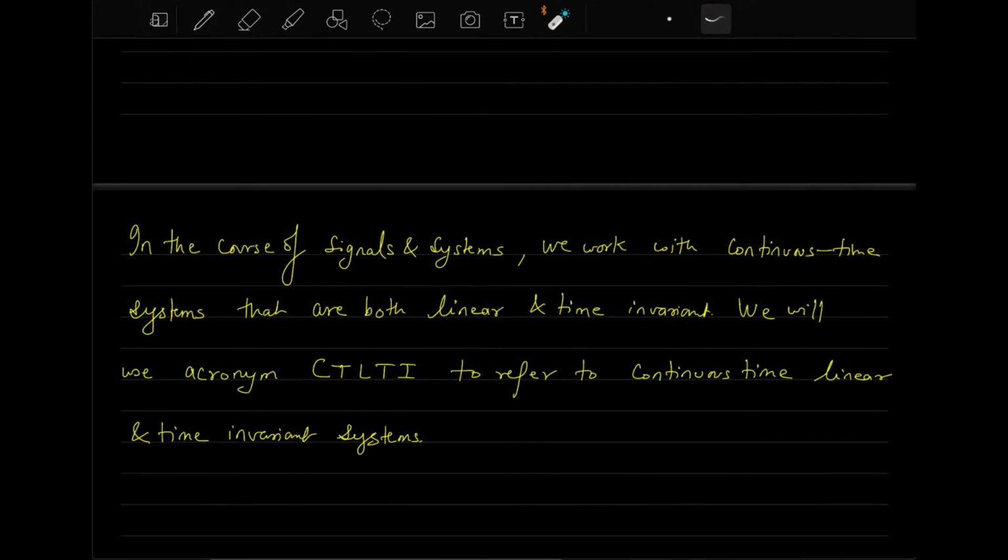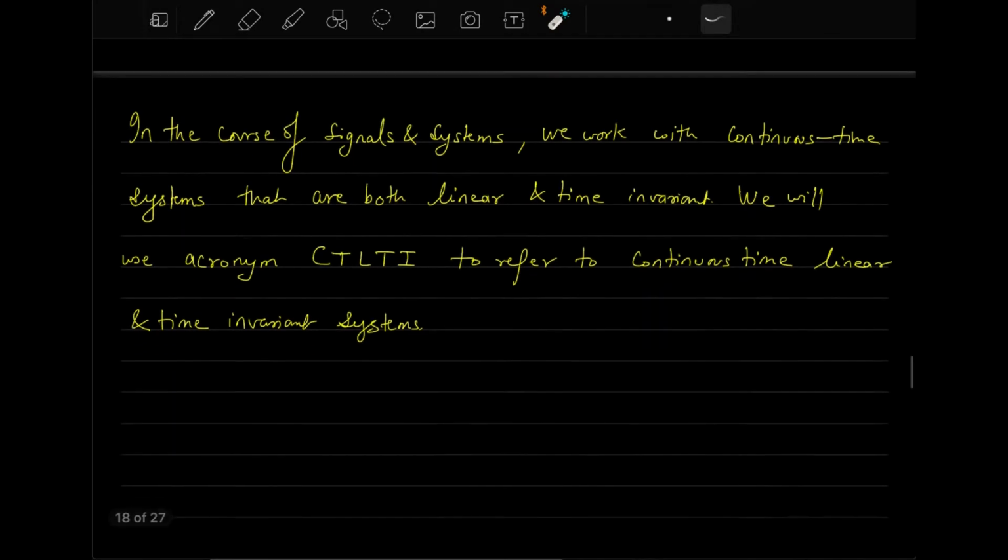We will also use the acronym CTLTI for this. That means a continuous time linear time invariant system. So if you find CTLTI written in books, it represents a continuous time linear time invariant system. That particular stuff is for CTLTI, or both of them are actually the same.